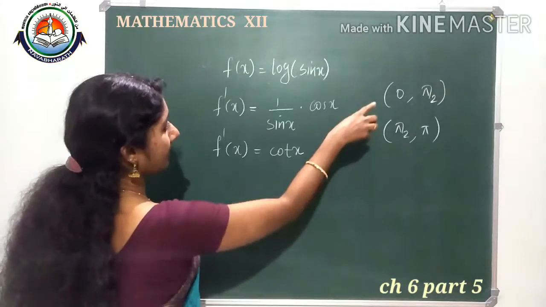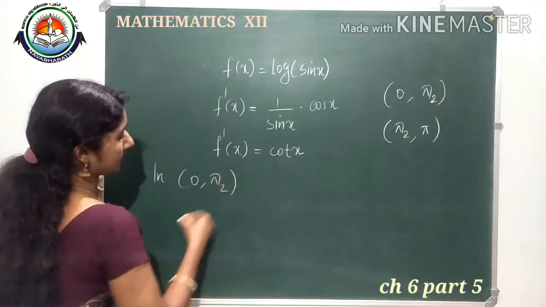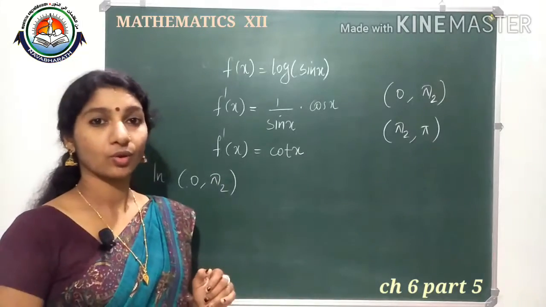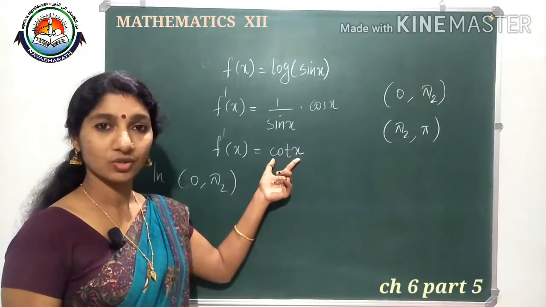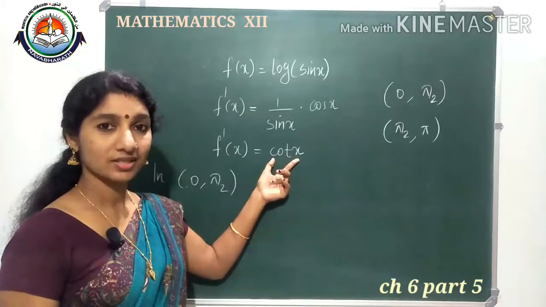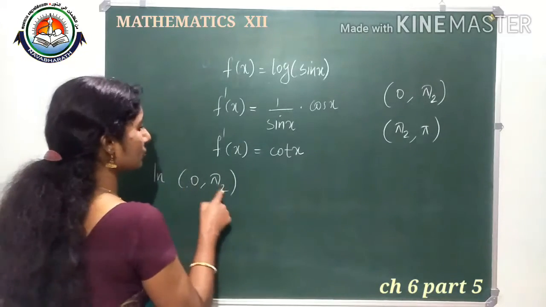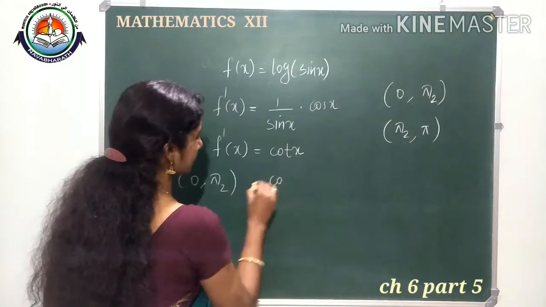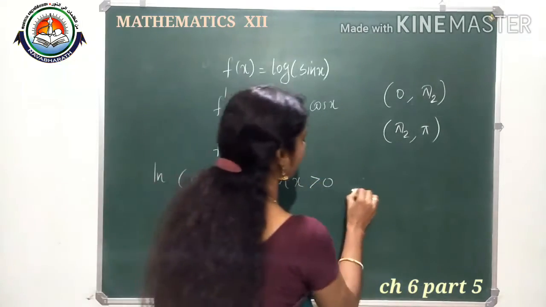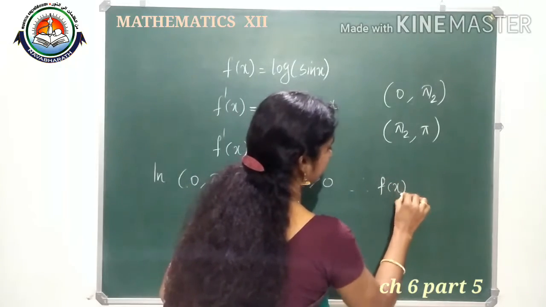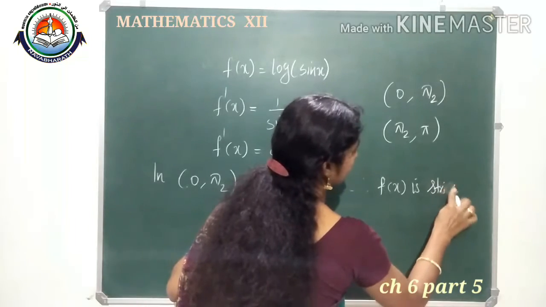Okay. And see the interval. In the interval 0 to pi by 2, what you can say about cot x? In first quadrant, what is cot x sign, positive or negative? Positive. In the first quadrant, all trigonometric functions are positive. So in 0 to pi by 2, cot x is greater than 0. Therefore, f of x is strictly increasing in that interval.